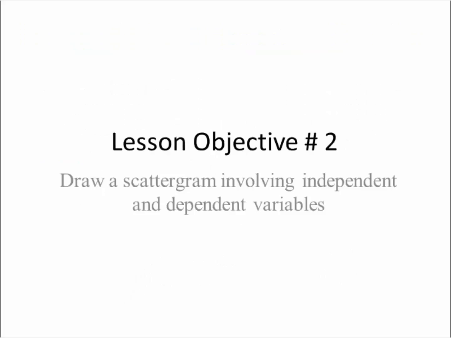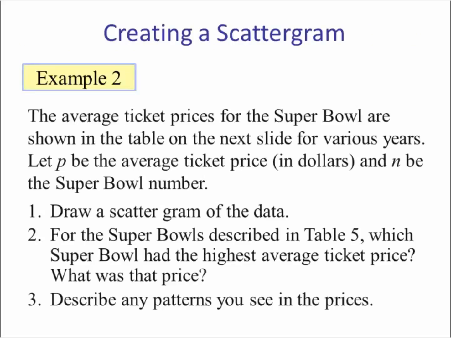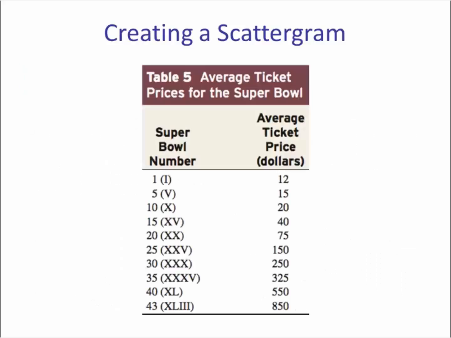Lesson objective number 2. The average ticket prices for the Super Bowl are shown in the following table on the next slide for various years. Let P be the average ticket price in dollars and N be the Super Bowl number. Number 1, construct a scattergram of the data. Number 2, for what Super Bowl described in table 5 was the highest average ticket price? What was the price? And number 3, describe any patterns you see in the prices. Let's look at the raw data.